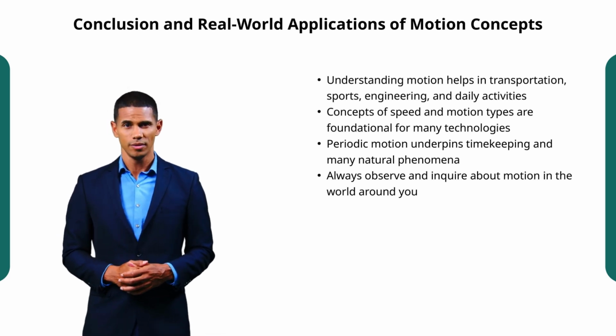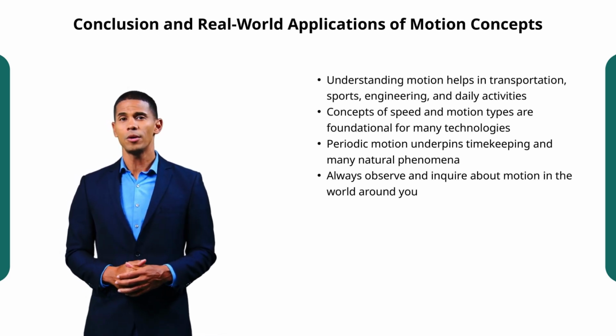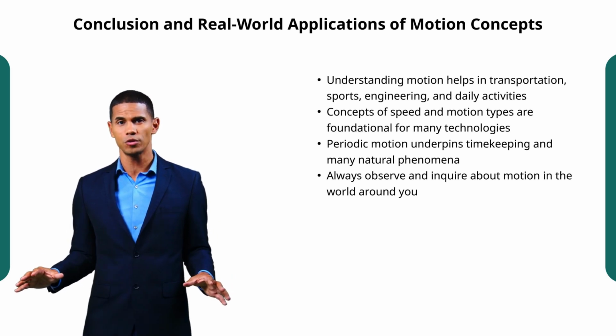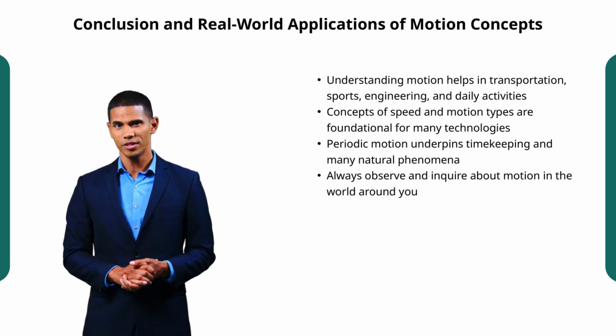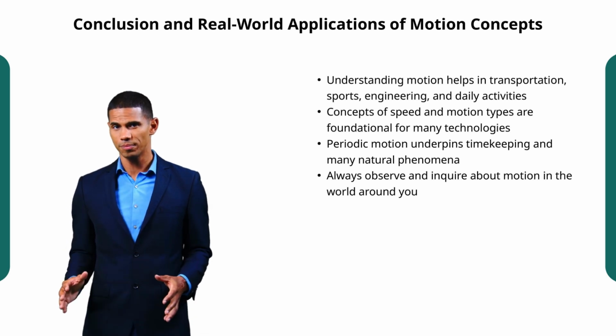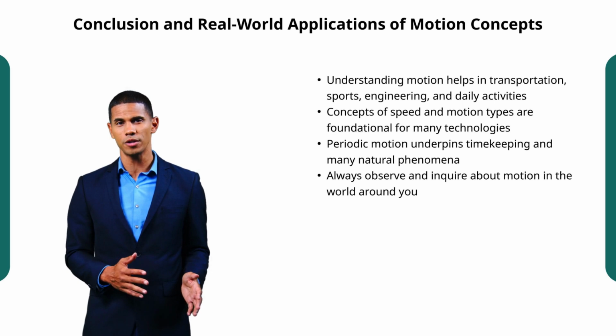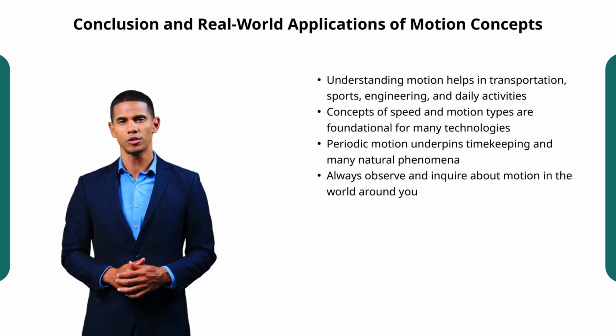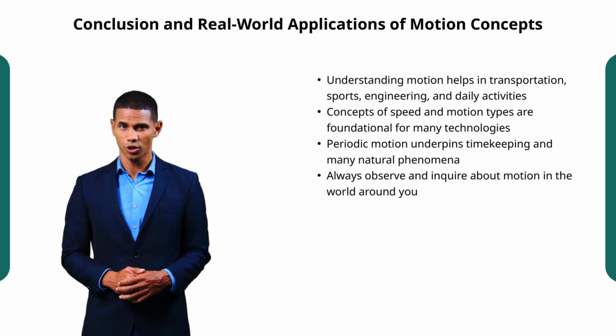Before we finish, here's a fun imagination challenge. Picture yourself as a tiny observer sitting on a bicycle pedal moving in a circular path. What motion type do you experience? How fast do you think you move per minute? Think about it and share your thoughts next time.